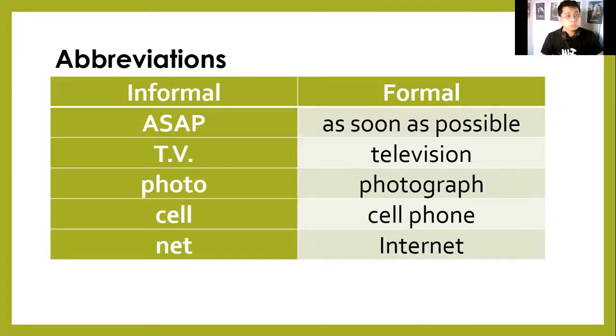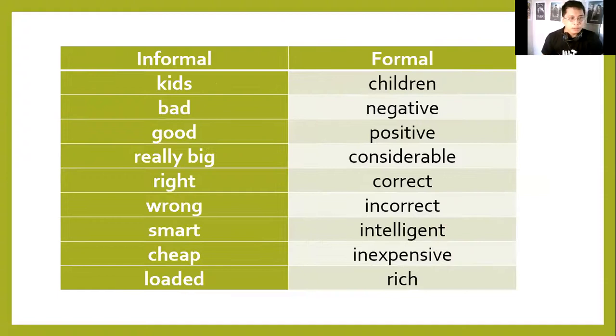For abbreviations, we're not actually using abbreviations in technical writing or formal writing. So we're used to using ASAP, wherein we just have to use "as soon as possible" instead of ASAP, or for TV, just use "television," "photograph," and for "cell" or CP, we should use "cell phone." Instead of using "net," we have to use "internet." Another one, these are another set of commonly used informal terms wherein they have their formal terms.